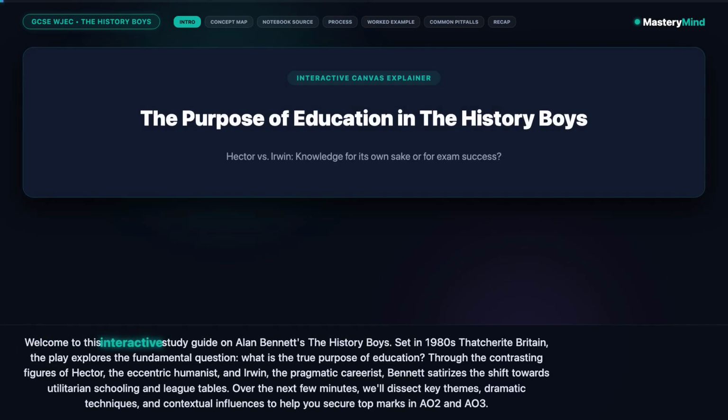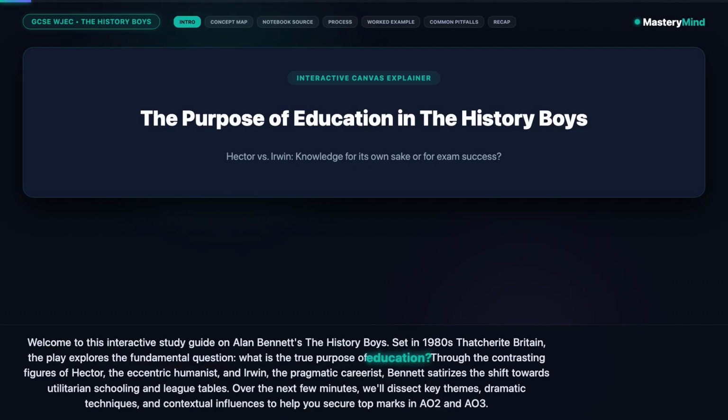Welcome to this interactive study guide on Alan Bennett's The History Boys. Set in 1980s Thatcherite Britain, the play explores the fundamental question: what is the true purpose of education?